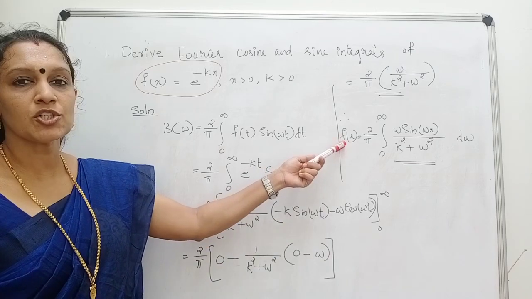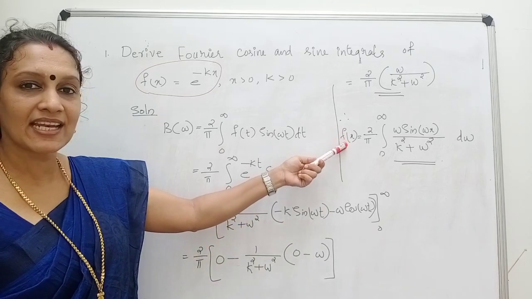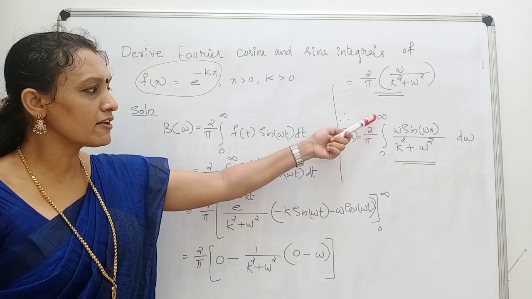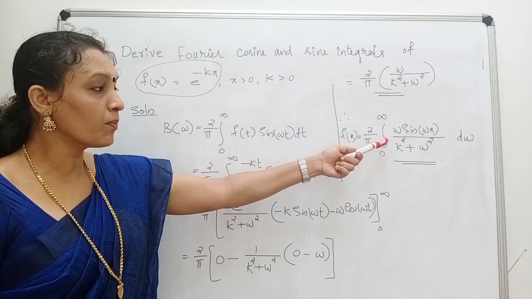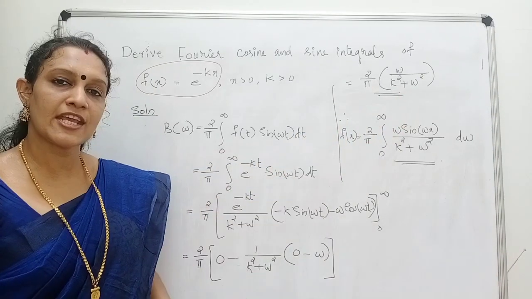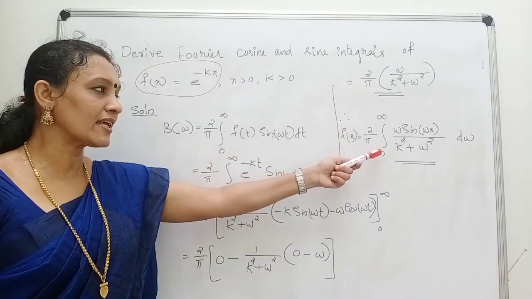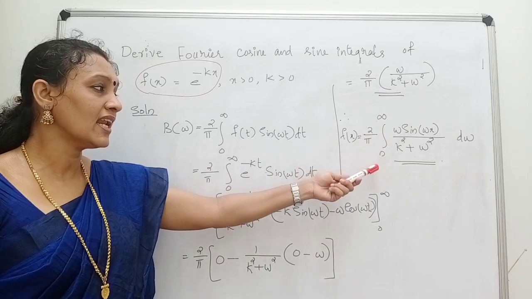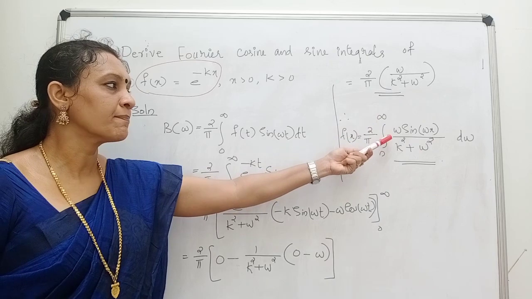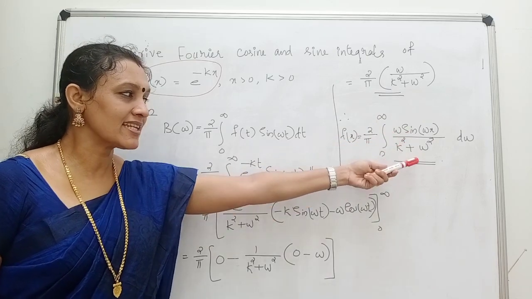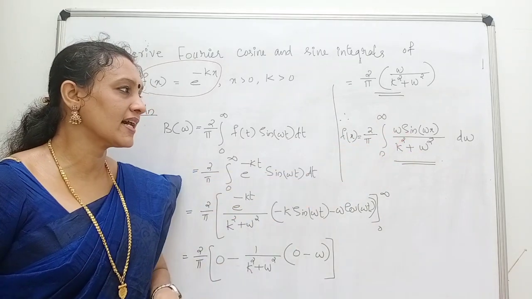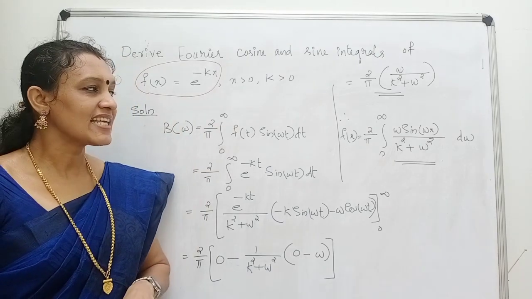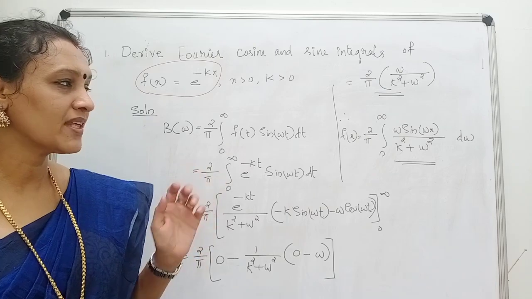Then you substitute in the definition of the Fourier sine integral representation. F of x is equal to integral 0 to infinity b omega sine omega x d omega. So when you substitute b omega, 2 by pi, since it is a constant, can be taken outside: integral 0 to infinity omega sine omega x divided by k square plus omega square into d omega. And this is the Fourier sine integral representation of the given function.